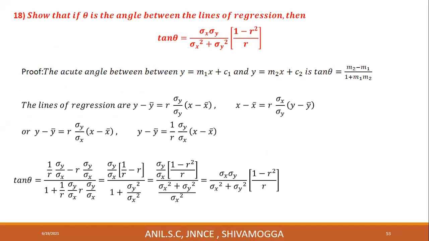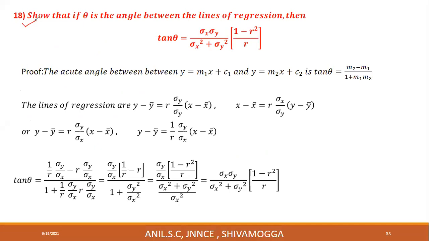Show that if theta is the angle between the lines of regression, then tan theta is equal to sigma x sigma y divided by sigma x square plus sigma y square into 1 minus r square whole divided by r. This derivation is very simple, but very, very important from the examination point of view. You can expect this in the examination.